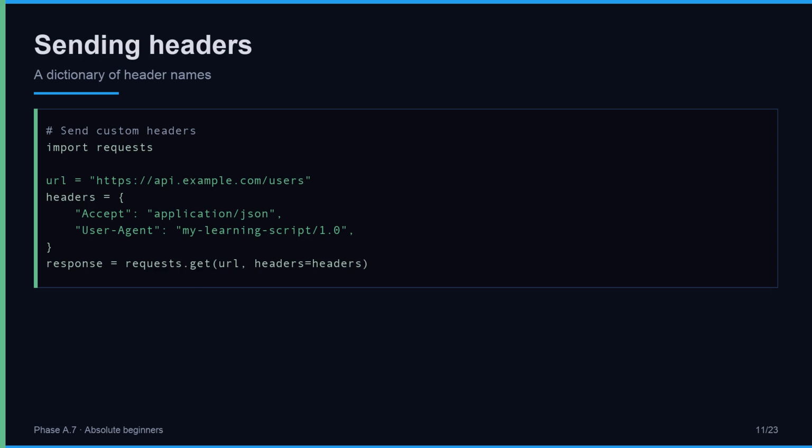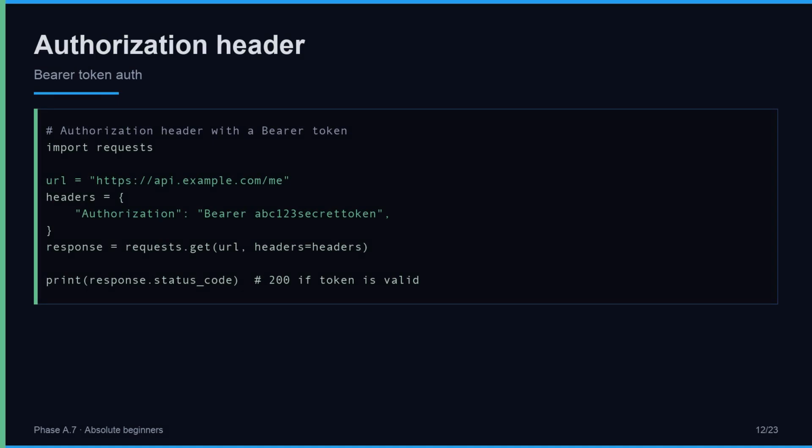A dictionary of headers. The most common header you will send is authorization. Many services use bearer token authentication. You receive a token, a long string, when you sign up or log in. You send it in the authorization header, prefixed with the word bearer and a space. The service checks the token and either grants access or returns a 401 or 403 status. Never hard code real tokens in shared code, use environment variables. Bearer means carry the token.